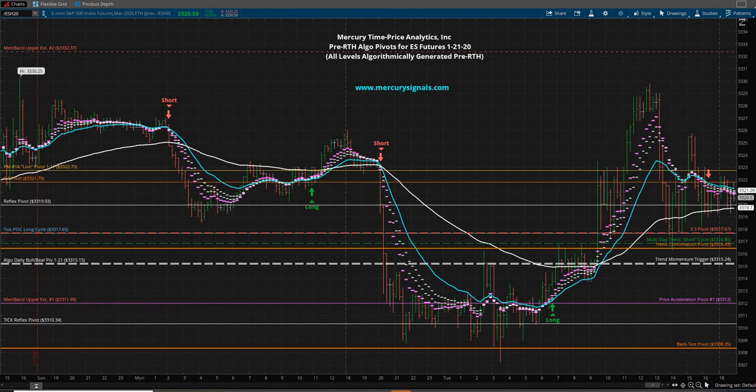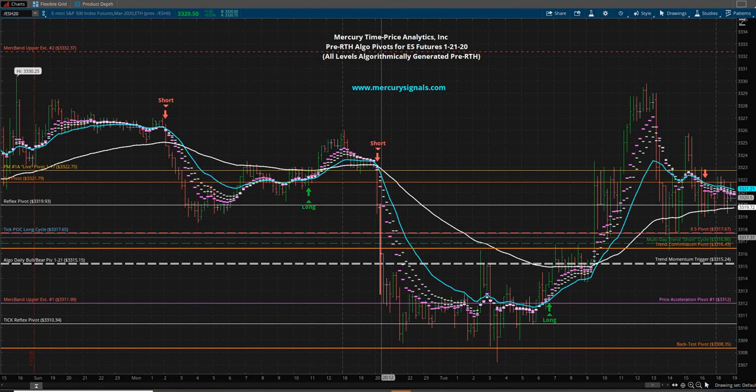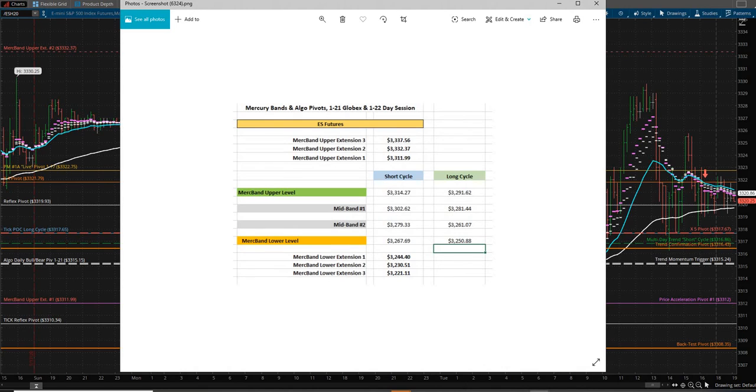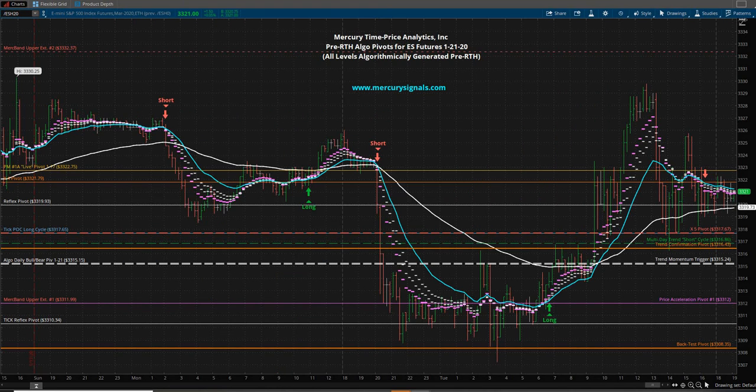The reason that we're getting this topping formation is also the reason we got this fast move last night. At the end of the day, we run our algorithm at the end of RTH, and it produces what we call Mercury bands. Mercury bands will give us 3 or 4 upper extensions, which are supposed to be above that day's trading range. Well, what we're getting here, and these are the updated Mercury bands for tonight.